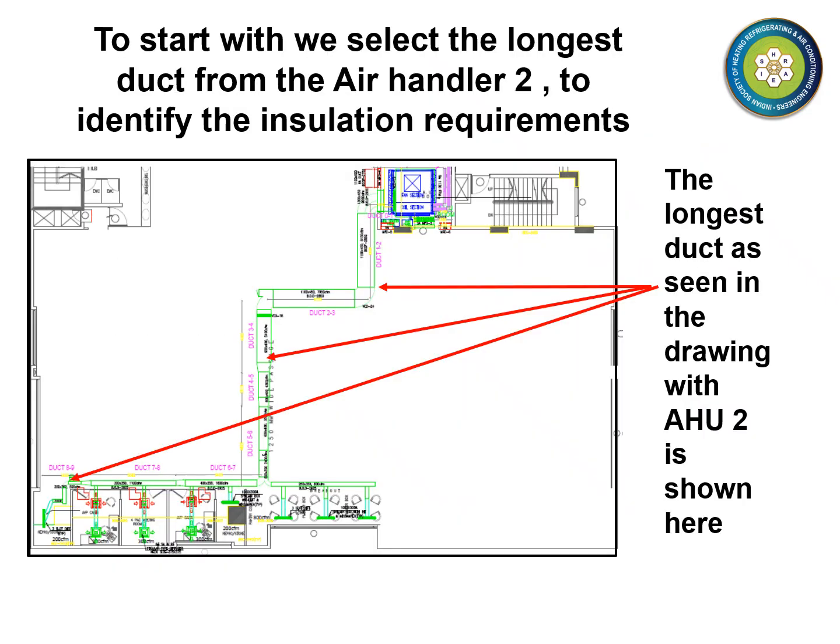Let us select the longest duct, which is from AHU2. This duct has 9 sections designated section 01, section 12, etc., all the way up to section 89.